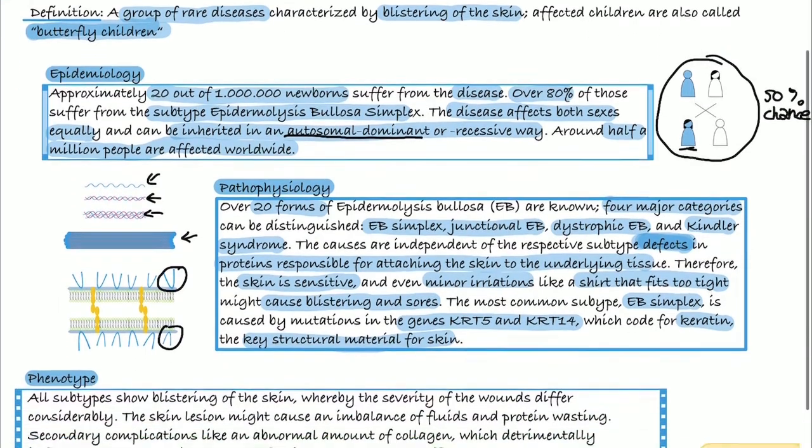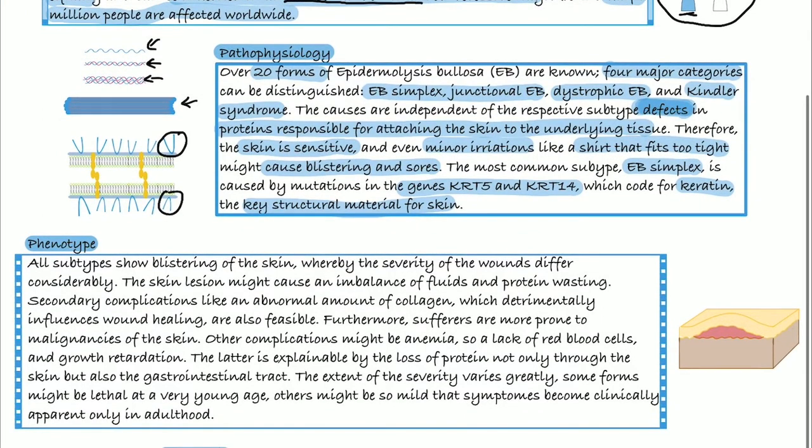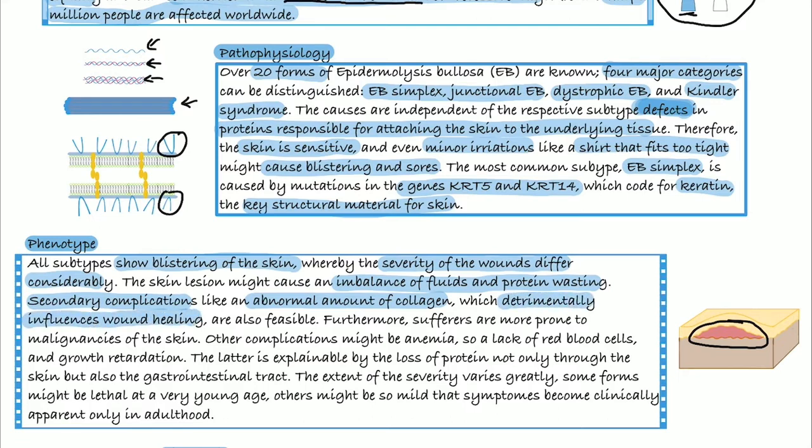Now let's talk about the phenotype. So all subtypes show this blistering of the skin, whereby the severity of the wounds differs. The skin lesions might cause an imbalance of fluids and also protein wasting. And there are also secondary complications, including an abnormal amount of collagen. This then might have a negative impact on wound healing. Furthermore, the sufferers are more prone to malignancies of the skin, so cancer. Other complications are anemia, so the lack of red blood cells, and also growth retardation, which is caused by the loss of protein.